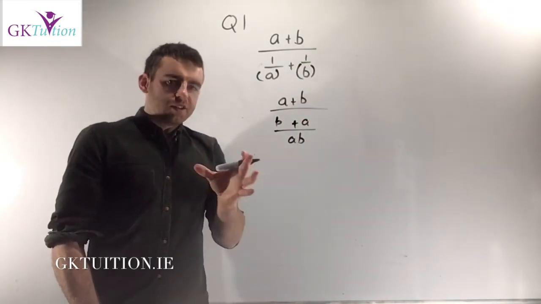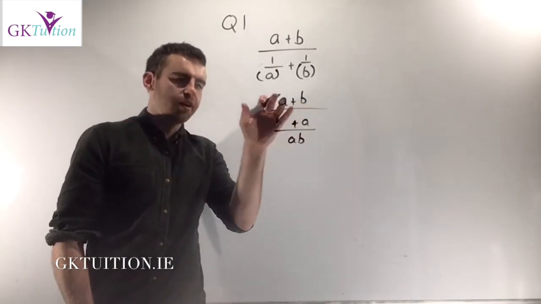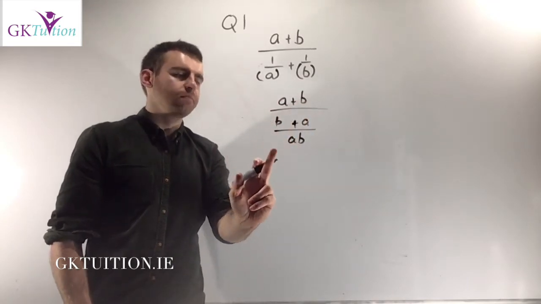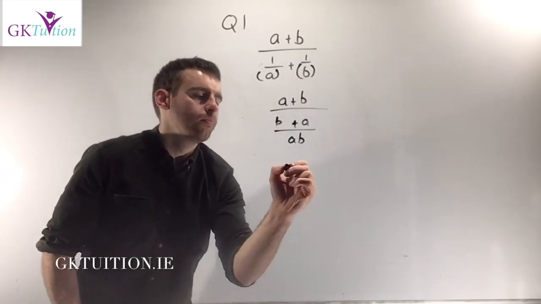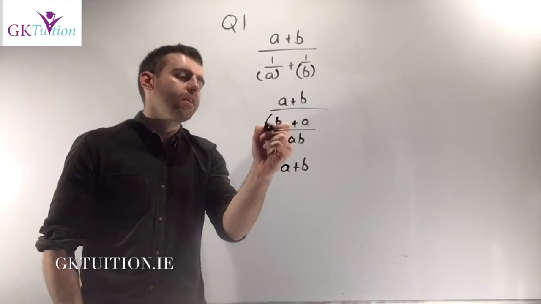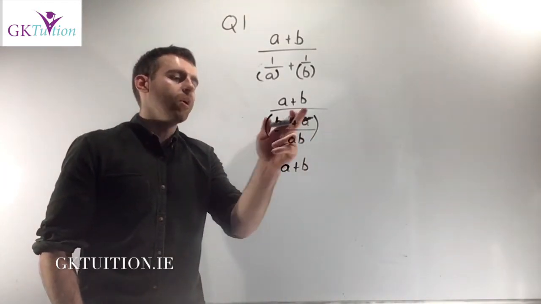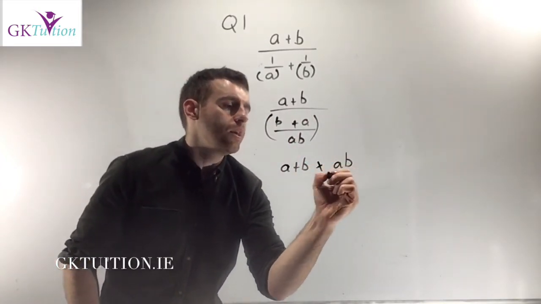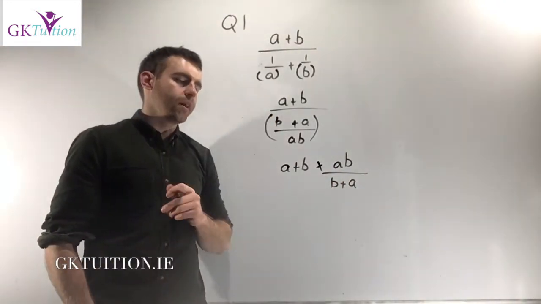Now, in algebra and any topic we're dealing with in maths, you don't want to have more than one fraction line in an expression. Here I have a plus b divided by this fraction. Dividing by this fraction is the same as multiplying by the reciprocal. So I can just rewrite this one. a plus b, instead of dividing by this entire fraction, I'm going to flip the fraction and multiply. Dividing by b plus a over ab is the same as multiplying by ab over b plus a. So I'm just flipping the fraction and multiplying.